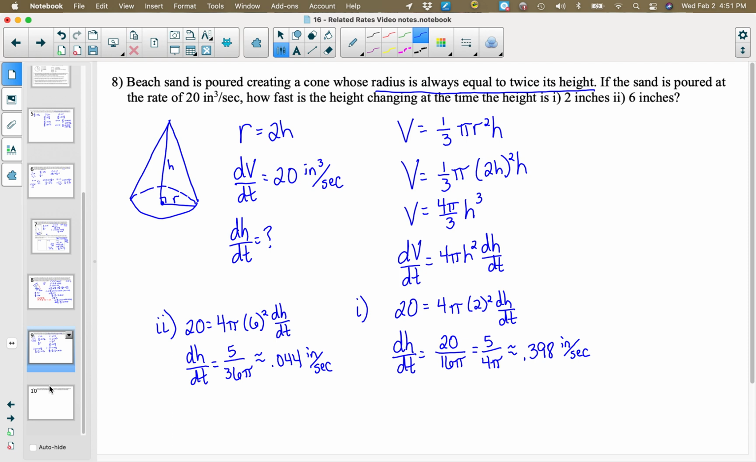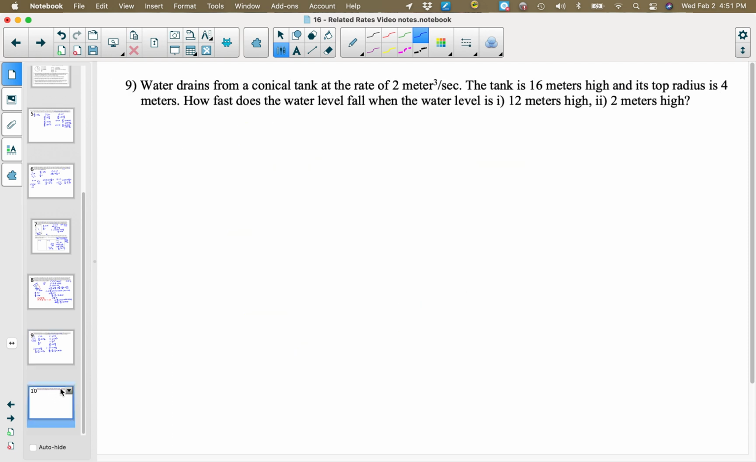That one wasn't nearly as bad as a law of cosines problem. All right, so now in problem 9, water drains from a conical tank. So now it's going to be oriented this way. Okay, it looks kind of, you know what? After the AP exam, we're going to have a problem of a melting ice cream cone. And then we're going to go get ice cream.